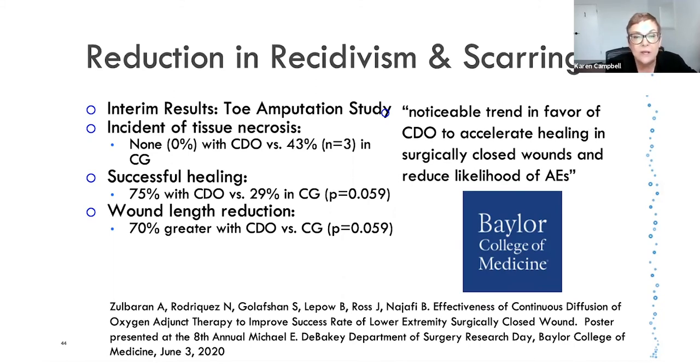Now, I'm sure you're looking at the p-values, but remember, these are interim results. And so an acceptable p-value with interim results is 0.1. And what the researchers reported is a noticeable trend in favor of CDO to accelerate healing in surgically closed wounds and to reduce the likelihood of adverse events, which no clinician and no surgeon wants.